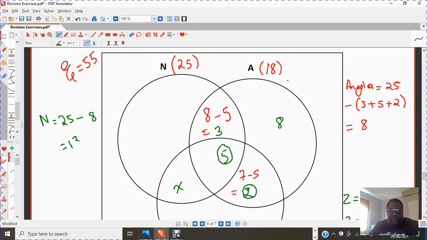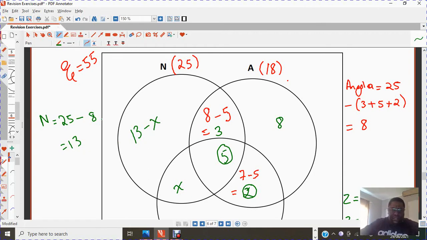And that means I have 13 here. But it's not just 13, it will be 13 minus less than what this is. Okay, just want to make sure that you are following. Okay, so 25 minus 8, that is 3 plus 5, should give you 13.